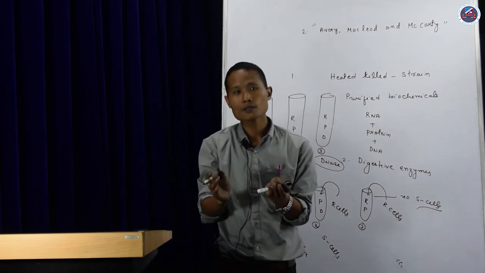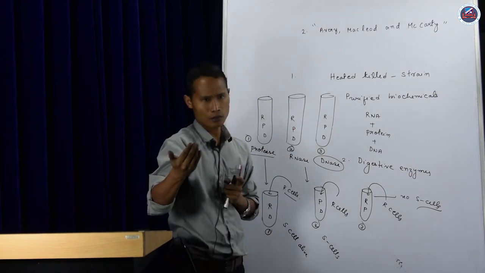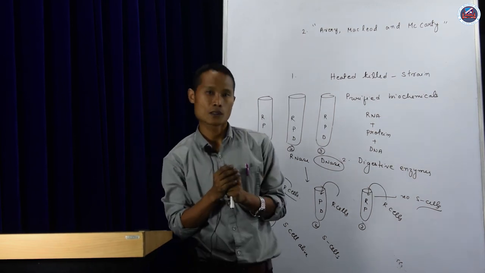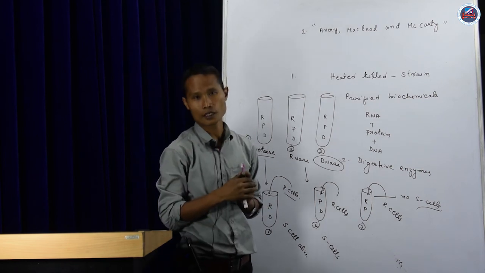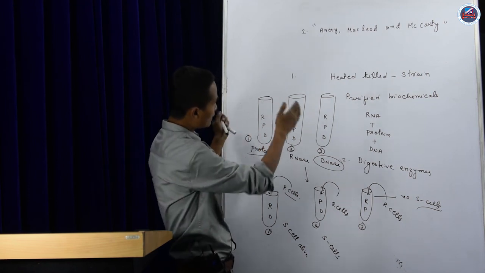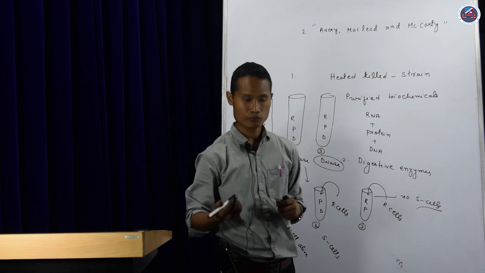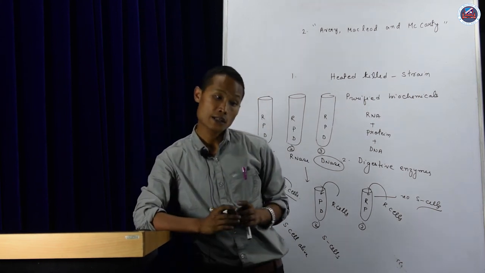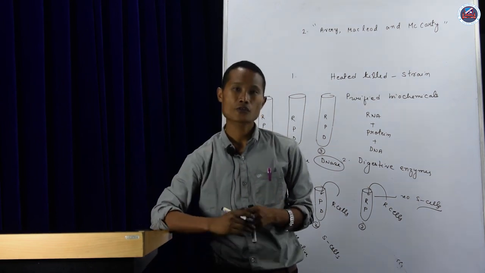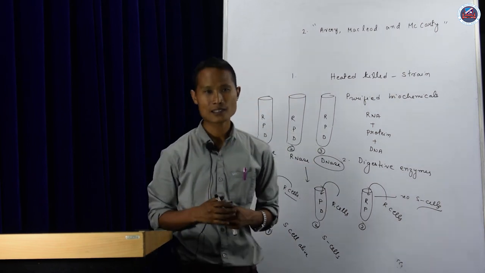So this experiment proved that the transforming principle, or the transformation which had taken place in the R strain, was because of DNA. It was neither RNA nor protein. From the Avery, McLeod and McCarty experiment, they came to the conclusion that DNA is the genetic material involved in the process of transformation. The next important experiment is the Hershey and Chase experiment.